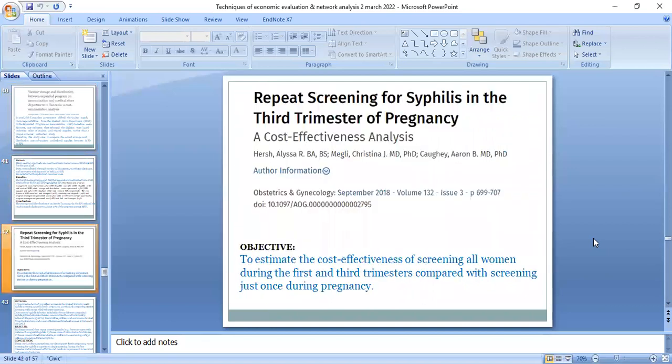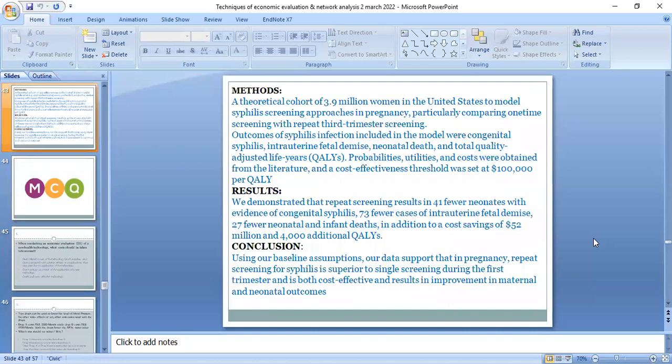The second article is repeated screening for syphilis in the third trimester of pregnancy, a cost effectiveness analysis. The objective of the study is to estimate the cost effectiveness of screening all women during the first and third trimesters compared with screening just once during pregnancy. The method of the study used a theoretical cohort of 3.9 million women in the United States to model syphilis screening approaches in pregnancy, particularly comparing one-time screening with repeat third trimester screening.